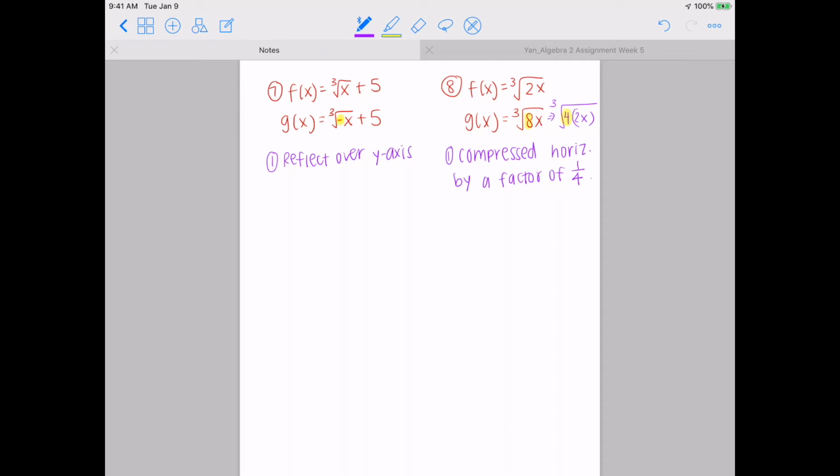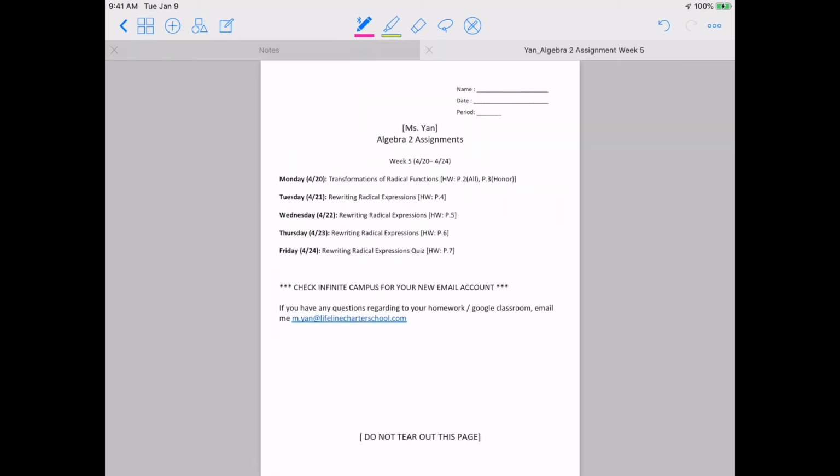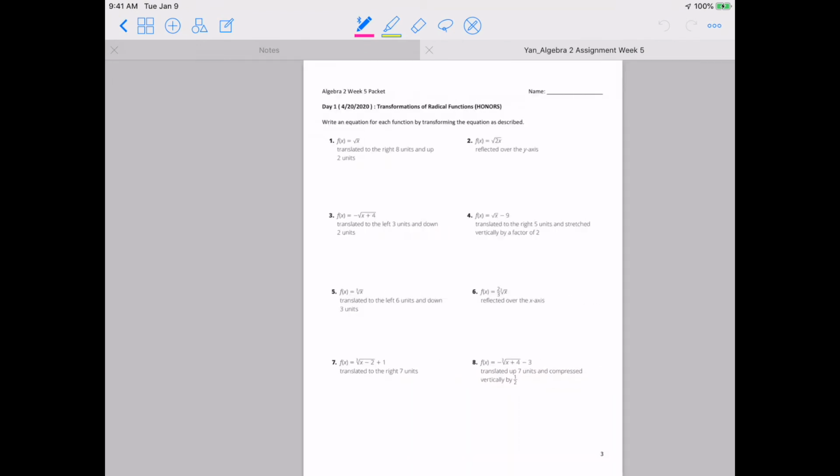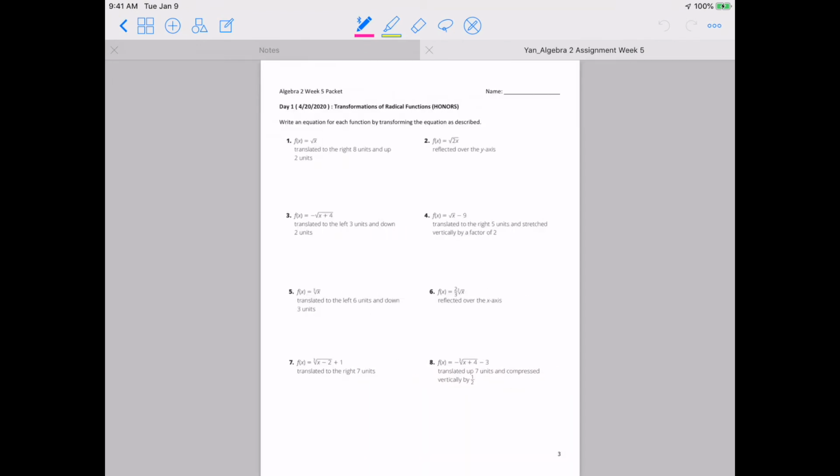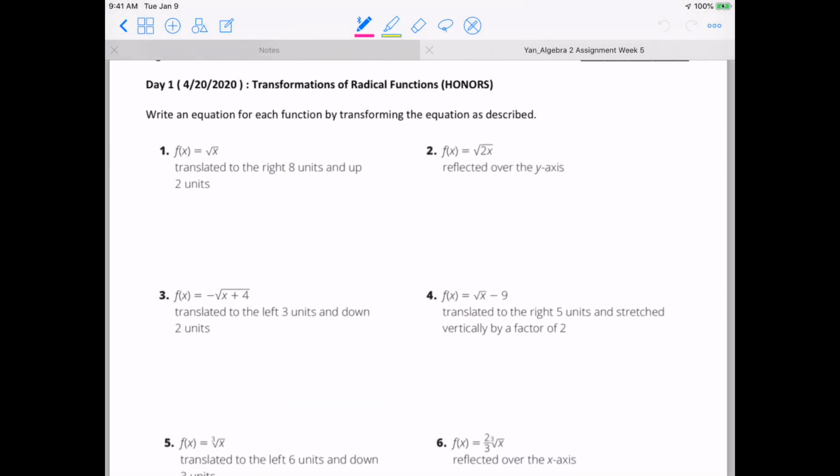I'm going to do two examples for the honors page. Honors page 3. On this page, you have to write an equation for each function by transforming the equation as described, so it's kind of the other way around. Actually, I'm going to do it in the packet. So this is your packet. I'm going to do number 2 and 3.